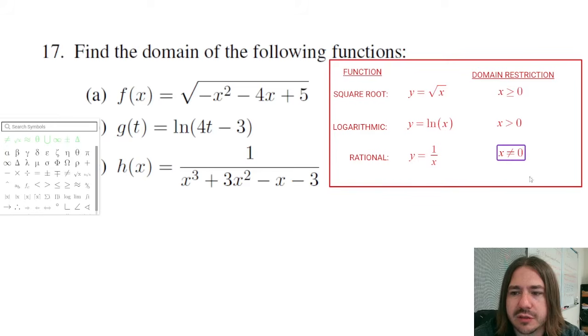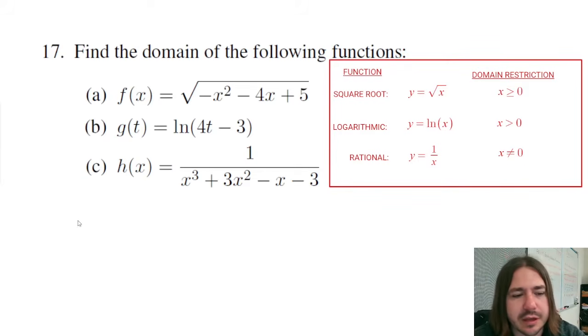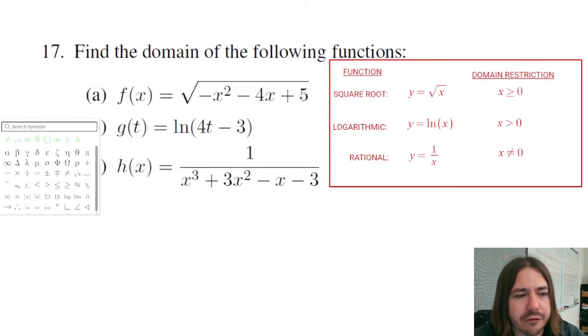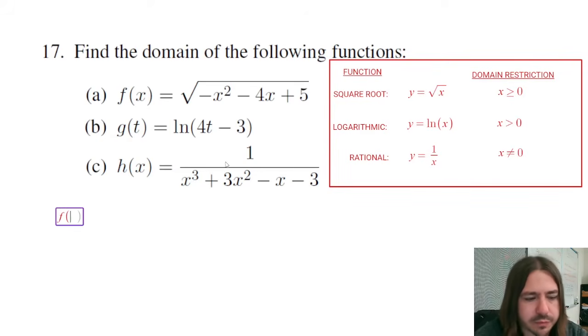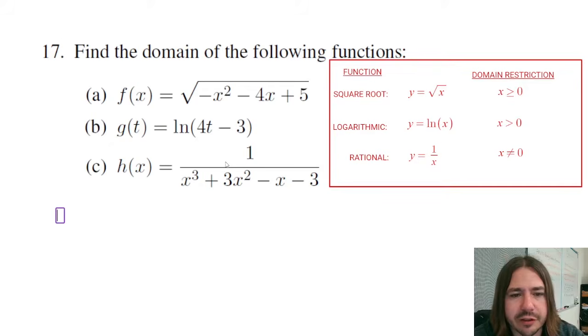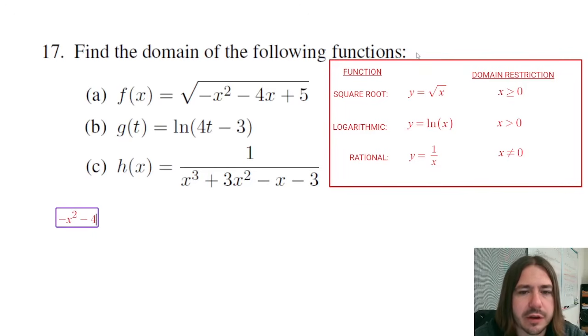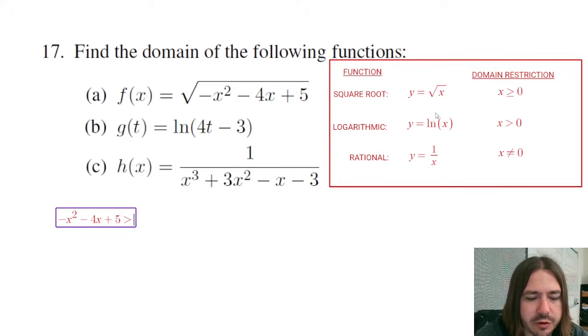So we'll use these basic domain restrictions to solve these questions. We'll take them one at a time. For part A, we've got f of x equals the square root of negative x squared minus 4x plus 5. So all that stuff underneath the square root, the negative x squared minus 4x plus 5, has got to be positive or 0, so greater than or equal to 0.